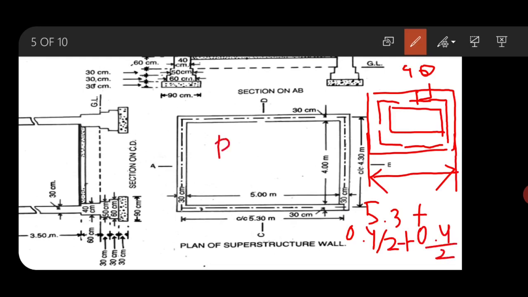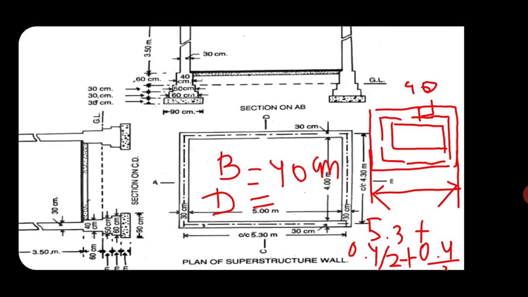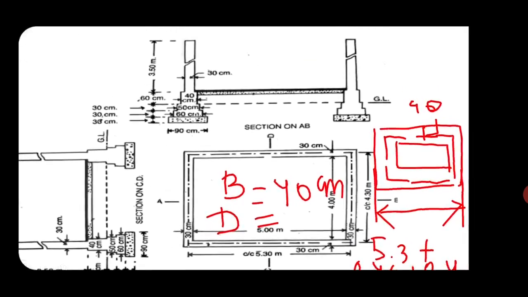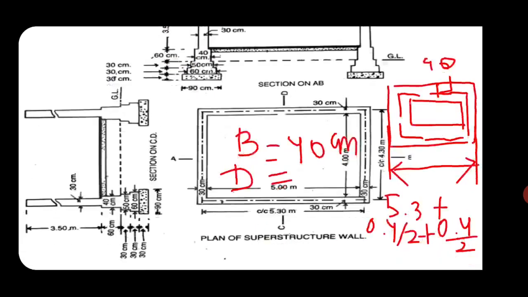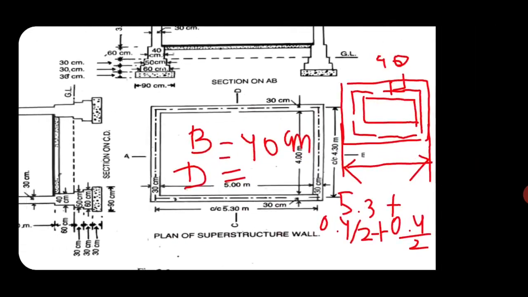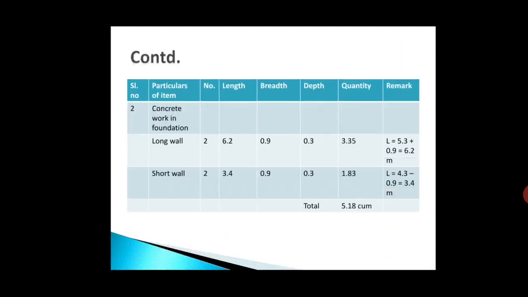So this will be the length, and the breadth will be how much? The width of the plinth wall, 40 centimeter. And what about the depth? So depth, you can see the depth or thickness of the plinth wall is equal to 60 centimeter as shown in the sectional elevation. So, depth will be equal to 60 centimeter. Now we will move to our details of measurement form.